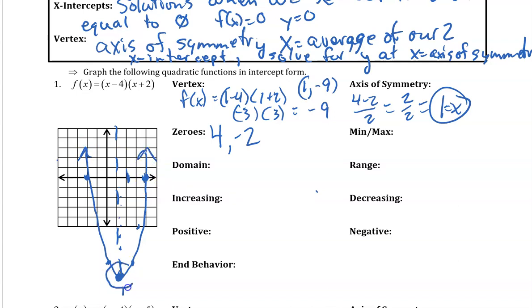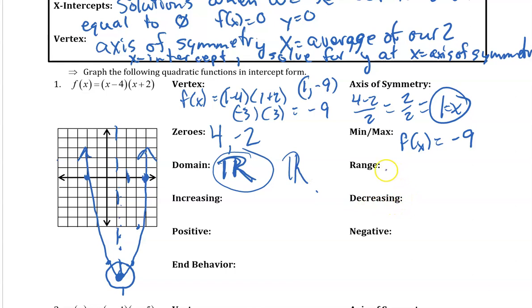The min. This is an upward facing, or arrows up, parabola. So our min, f of x, is at our vertex, negative 9. Our domain, x is unrestricted, so we use all real numbers. You can write out all real numbers, you can write this funky R, but this is kind of the shorthand. It's R. The range goes from negative 9, inclusive, up to positive infinity.